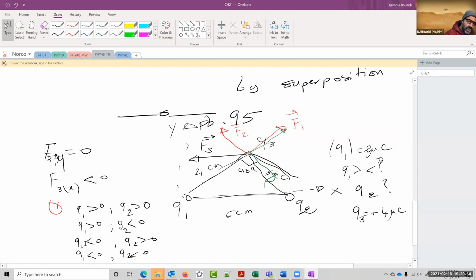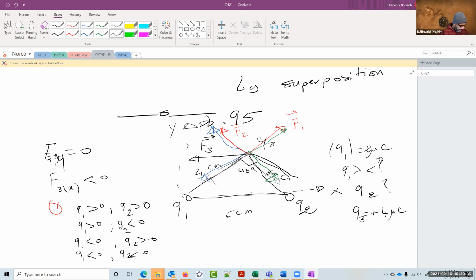Let's take the third scenario. Q1 is negative and Q2 is positive. Q1 is negative, so that means it's pointing in this direction. It's attractive, and in here it's repulsive. And the last scenario is where both of them are negative. That means F1 is pointing this way and F2 is pointing this way. So we drew all 4 of them, and we answered the first question: sketch the 4 possible configurations.